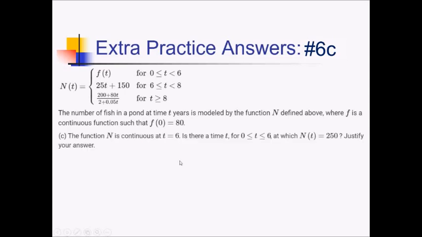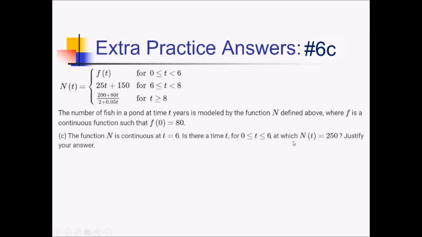For this problem, they're telling us the function is continuous at time 6. They want to know if there's a time between 0 and 6 inclusive, where n of t equals 250. If we're asking if there's somewhere on an interval where we get a certain output value, generally we're talking about the intermediate value theorem in those situations.